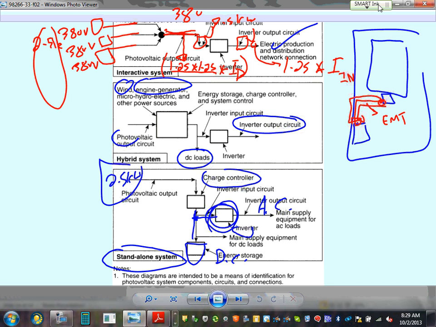So I would emphasize also the disconnect, guys. You have to have a disconnect here. When you tie it to the grid, you have to have an overcompensation device here. So they have a lot of disconnects. You also have to have labels.